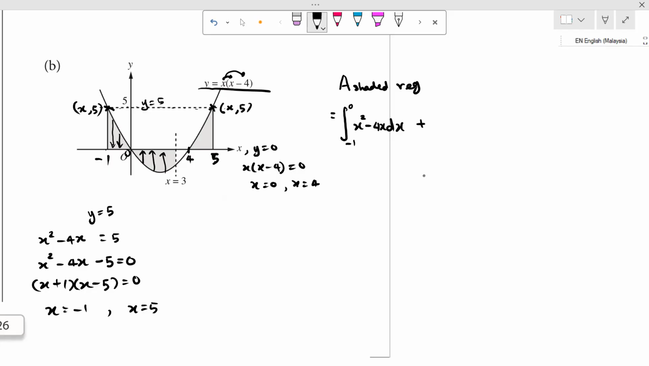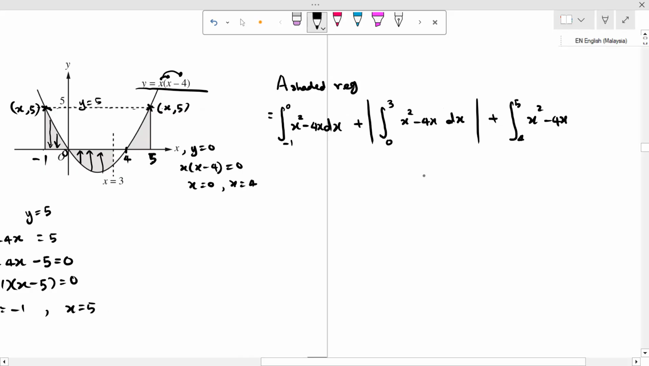And then plus the integration from 0 to 3, but with the modulus. x squared minus 4x dx. And plus from 4 to 5, x squared minus 4x dx. You can do separately or you can put everything in the equation. Up to you. Right? So now the next thing is we have to integrate this.